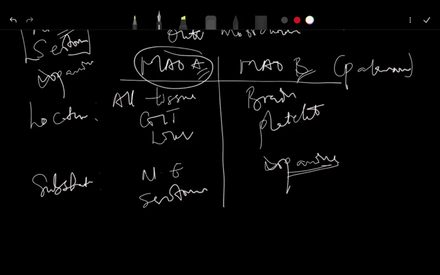So MAO-A is found in all tissues, particularly the gut, the liver, and every other tissue. MAO-B is more in the brain. You can also see it in platelets, but to be specific, more in the brain. MAO-A can act on norepinephrine and serotonin, while MAO-B acts more on dopamine. Although MAO-A can also act on dopamine, for simplicity's sake, let's leave it like this.